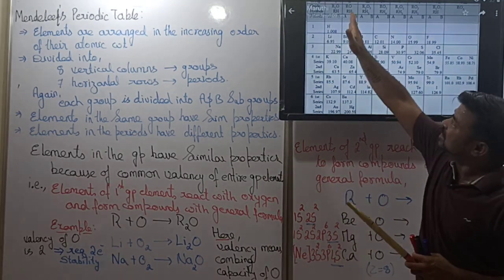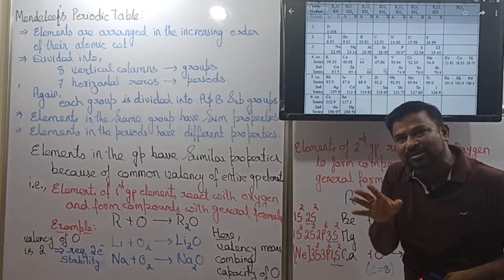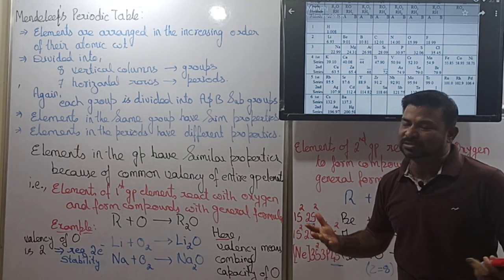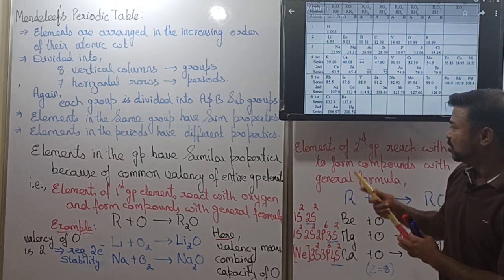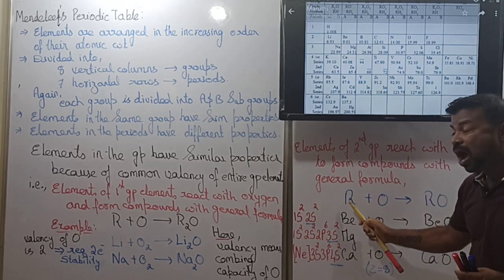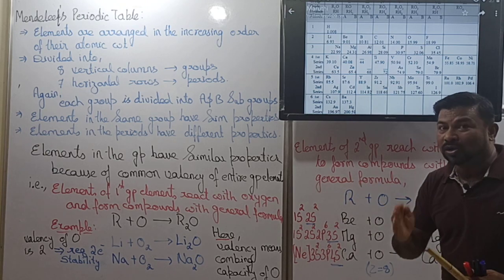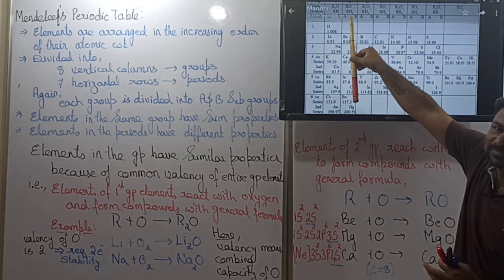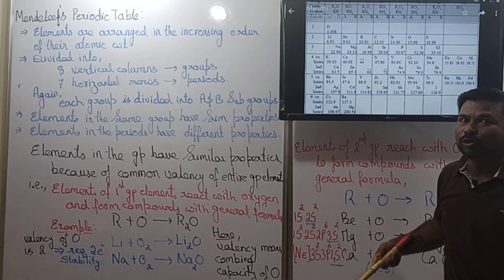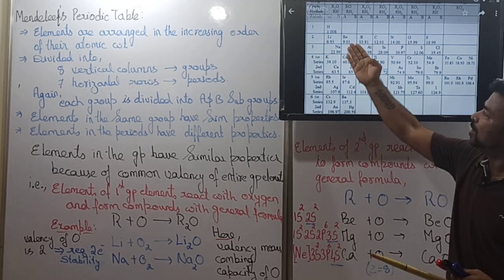That is, how do the elements present in the second group combine with oxygen and become stable? How are they becoming compounds? Compounds means it's a stable one. Right. Now here, elements of the second group react with oxygen to form compounds with the general formula R plus O giving RO. Here also R means all the elements present in the second group. Who are the elements in the second group? Beryllium, calcium, strontium, barium, all those according to Mr. Mendeleev.